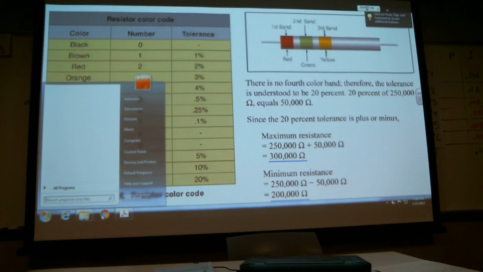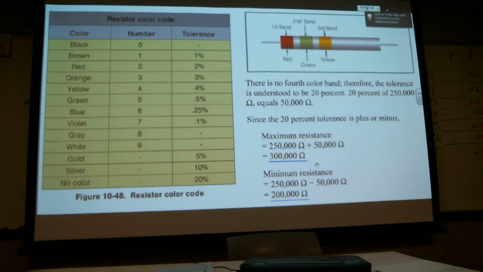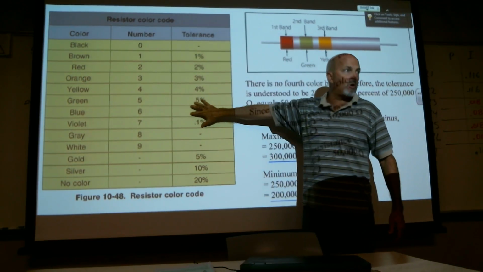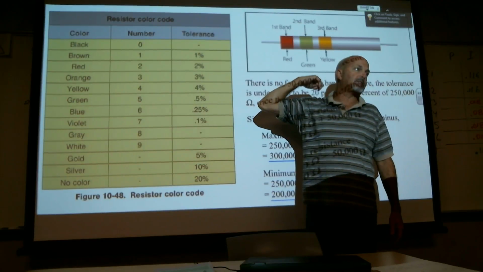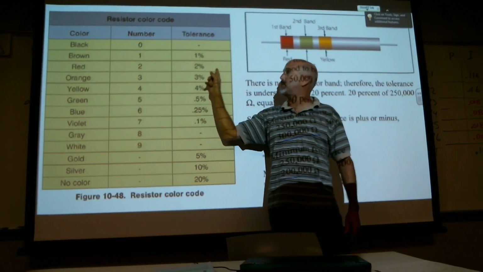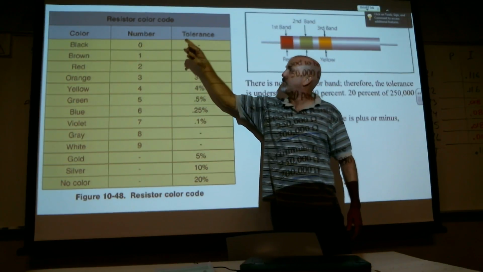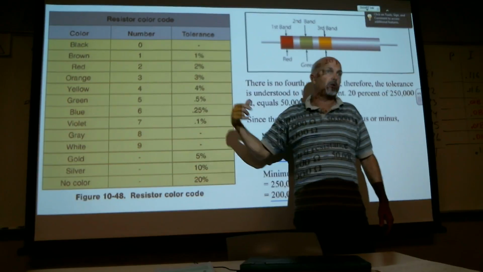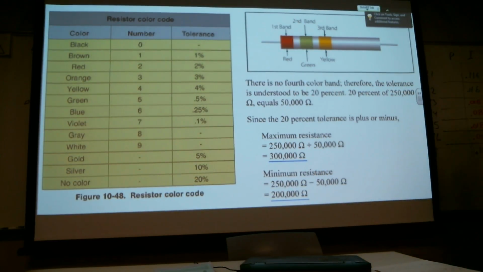Do we have to know the tolerances? No, these odd percentages, I don't expect you to know. You won't be tested on those. It'll be a color, number, direct percentage for number. So if you get a brown, which is 1, it's 1%, red 2%. You won't get any odd ones. That's why.